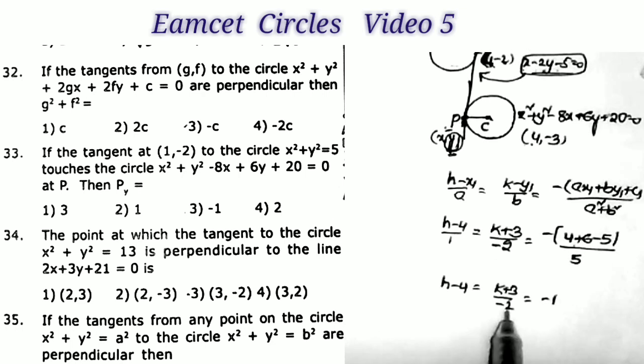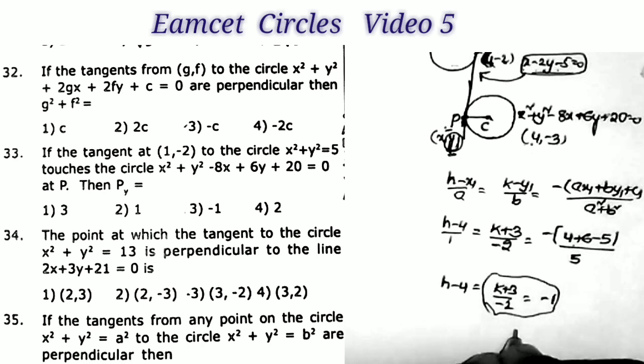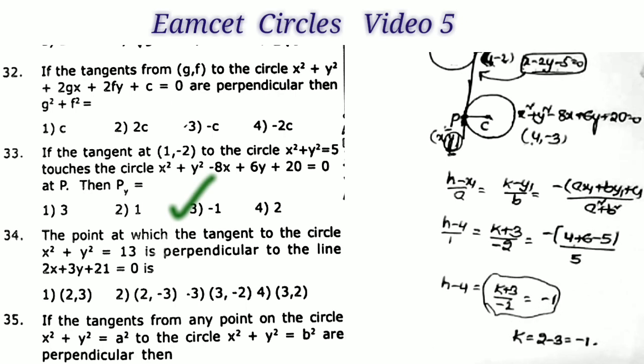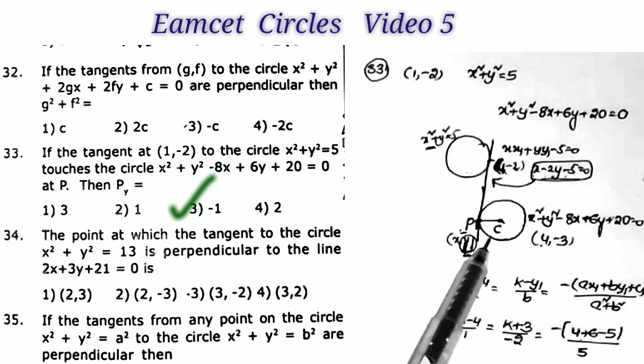Now what we want is only the y coordinate, that is just equating these two values. Then the value of k is equal to 2 minus 3, and that is equal to minus 1. Therefore Py is equal to minus 1, and that is the third option. Okay. Here the question is, the tangent to the first circle touches the second circle.